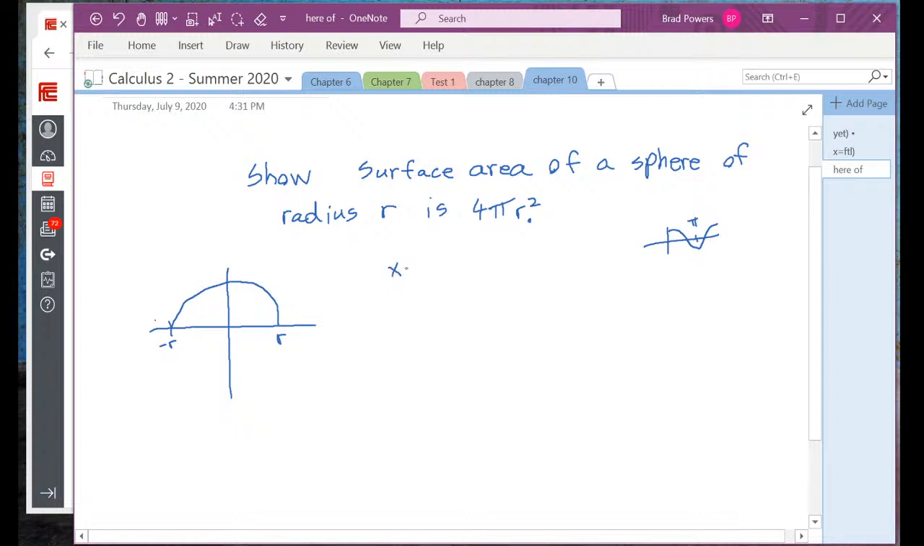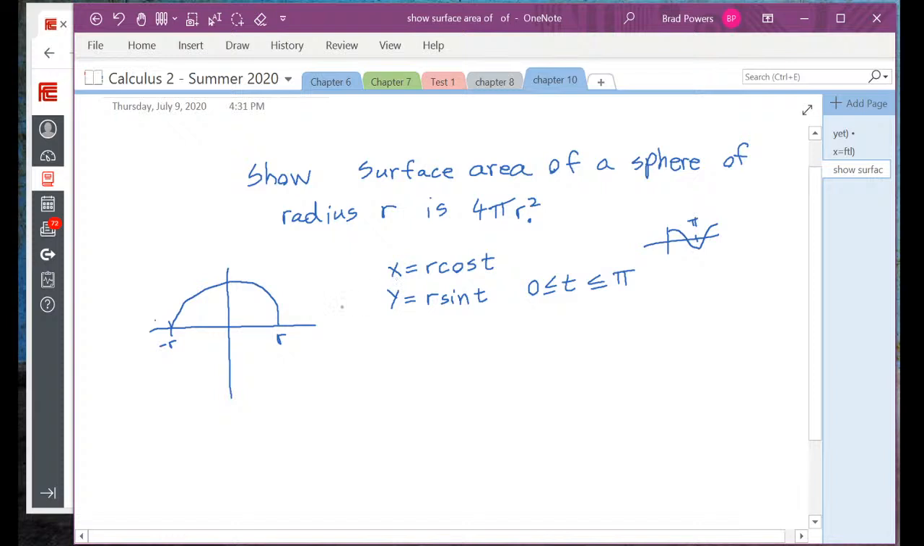So what are the parametric equations for this? Well, x equals r cosine t, and y is the same as r sine of t. There we go, parametric equations. Let's double check this. And by the way, for what values of t? We need that. So let's say t is going from 0 to pi.